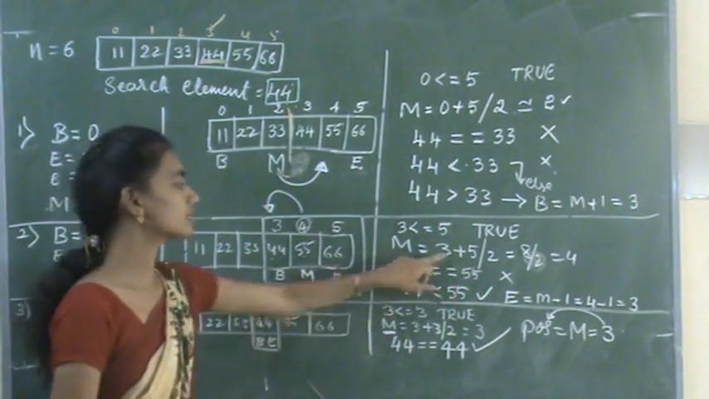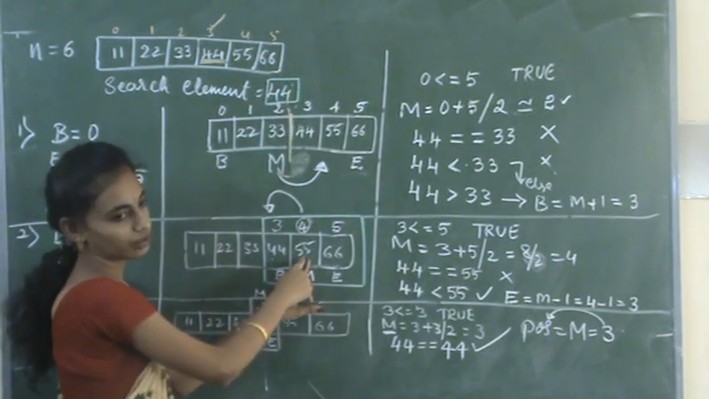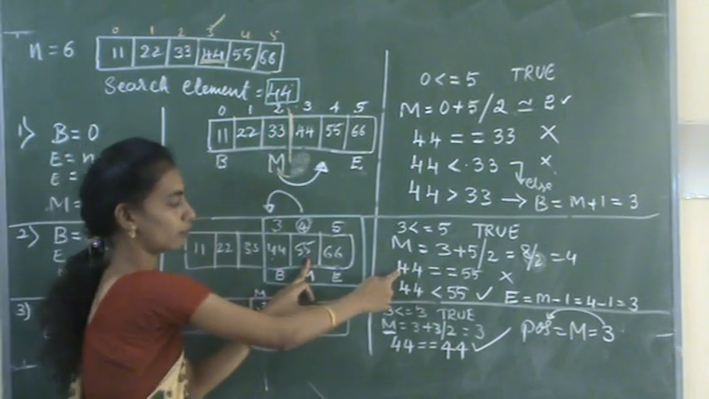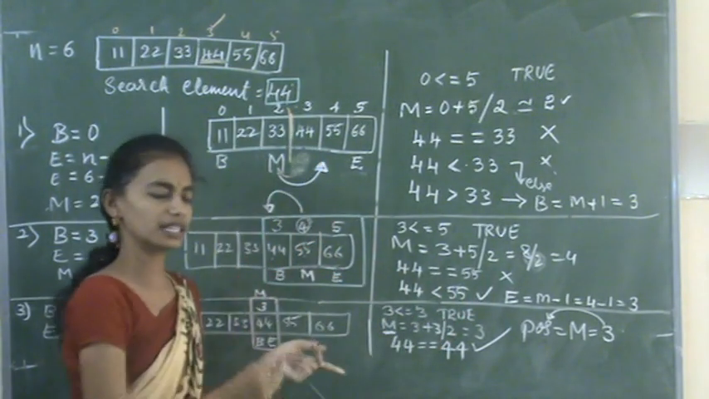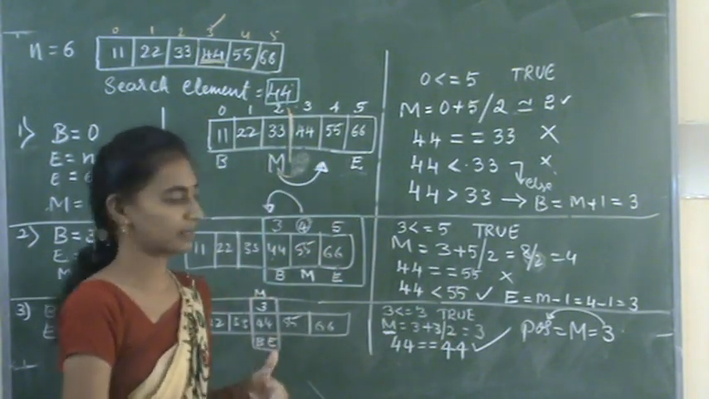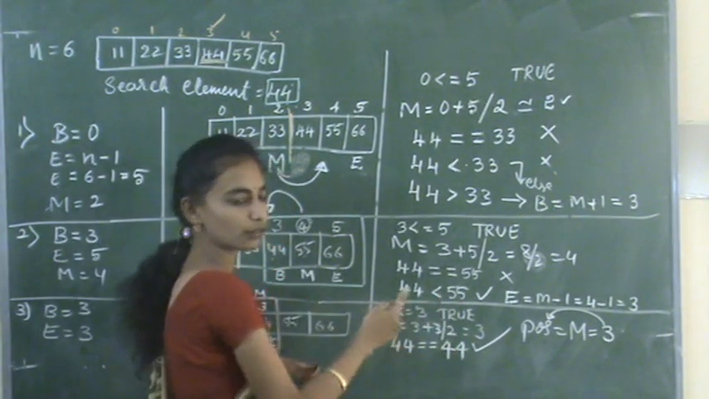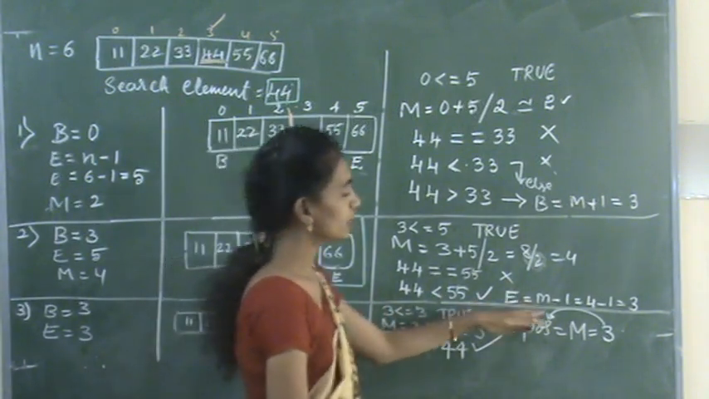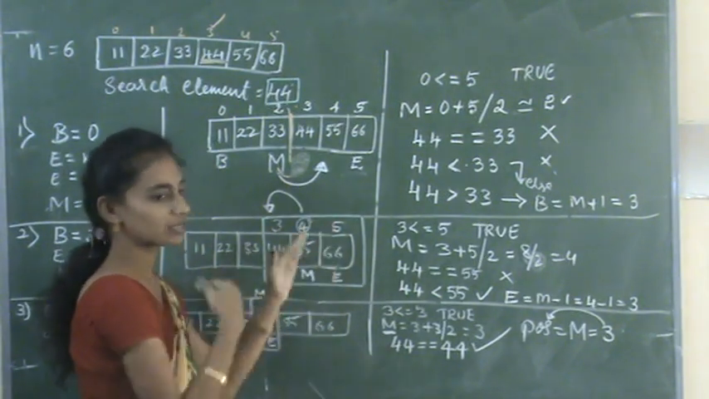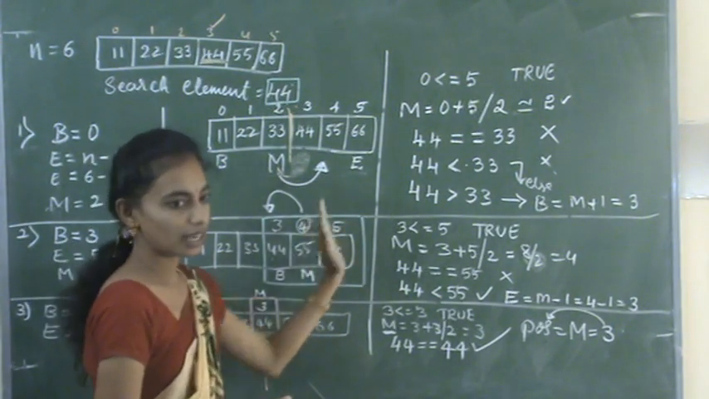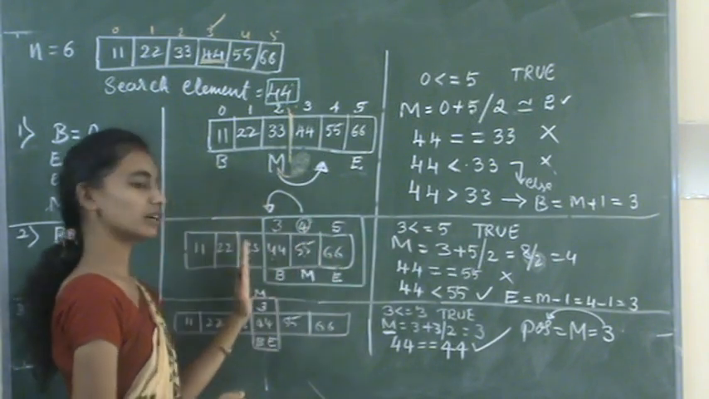After this, we need to compare the search element to the mid element. What is the search element? That is 44. Is 44 equal to 55? No. If it is not equal, it is either less than or greater than, so we check for that. 44 is less than 55. Yes. So we need to change the end of the array. We are not searching the right portion of the array. We are searching the left portion.